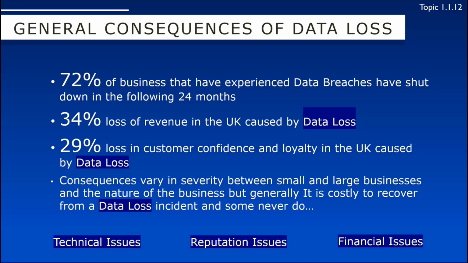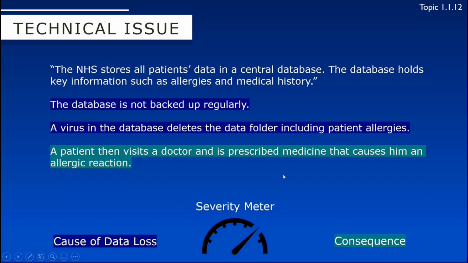These consequences can vary in severity between small and large businesses because of the nature of the business, but generally it is very costly to recover from data loss, and some companies never do. So the three major issues I've deduced from the following are technical issues, reputation issues, and financial issues. Starting with a specific technical issue.